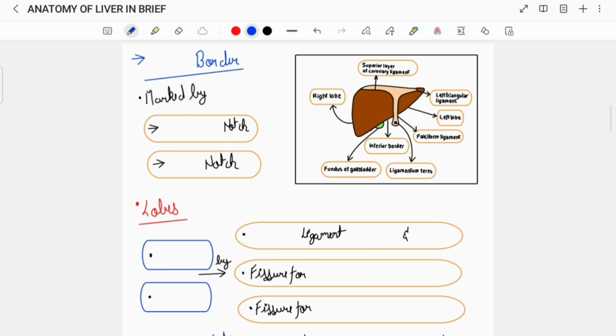The second border is the anterior border. The anterior border is marked by an interlobar notch, or say the notch for ligamentum teres, and a cystic notch for the fundus of the gallbladder.